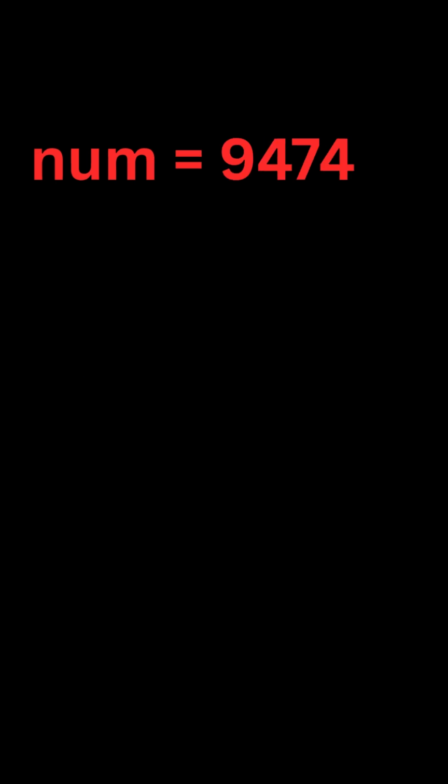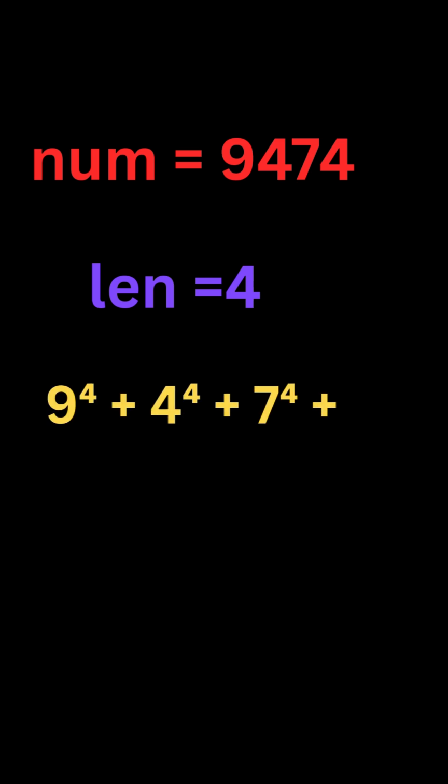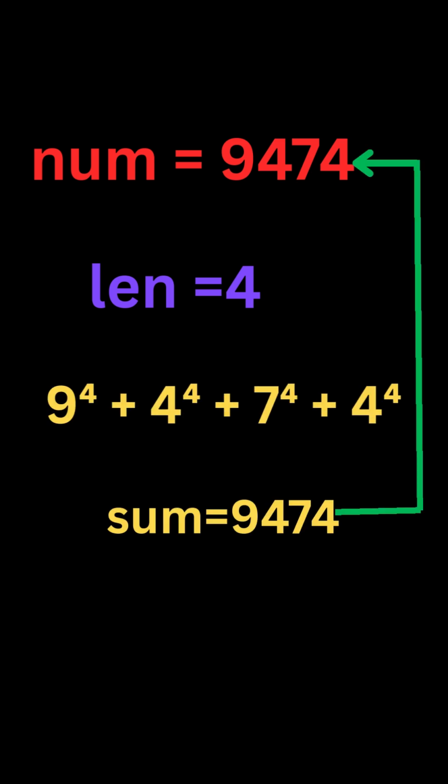For suppose, 9474 is another number we take. Its length is 4, right? So 9 power 4, 4 power 4, 7 power 4 and 4 power 4. If this sum is equal to the given number, then it is an Armstrong number.